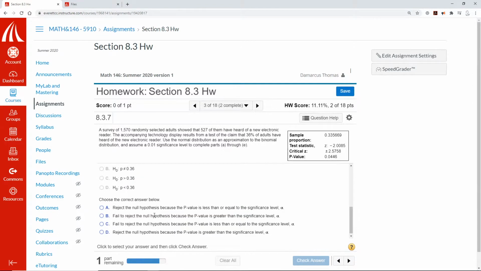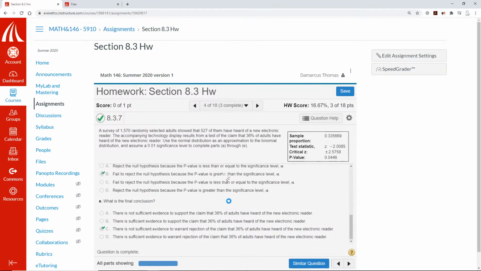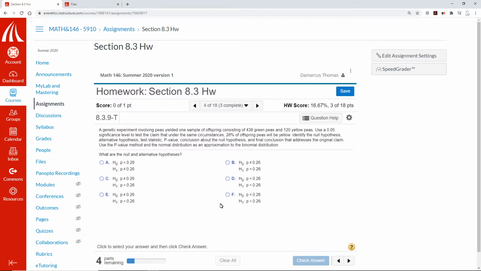Do we reject? Well, the p-value is 0.04, which is not less than alpha. So we fail to reject because the p-value is greater, just like in the previous problem. What is the final conclusion? There is not sufficient evidence to warrant a rejection of the claim. The test just simply fell apart. And there it is.